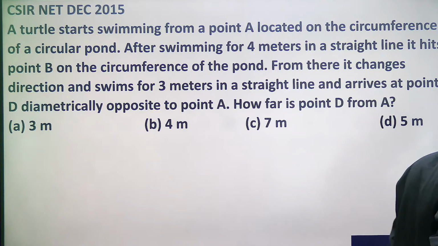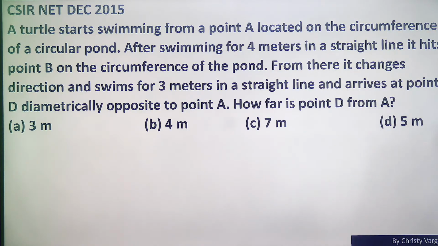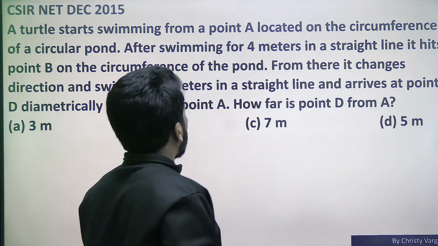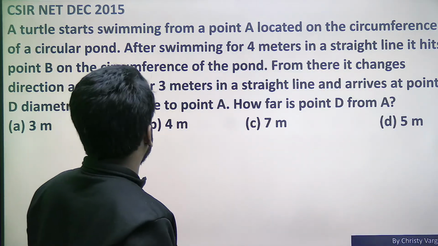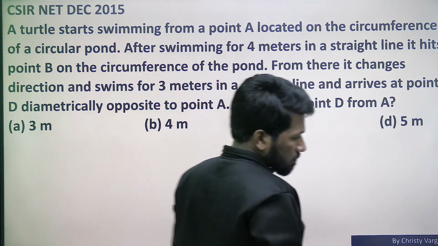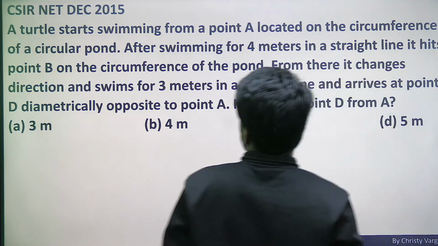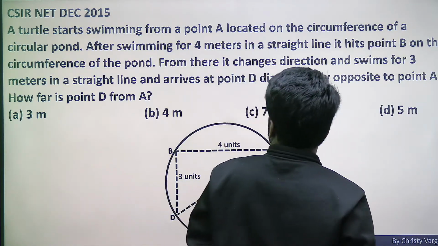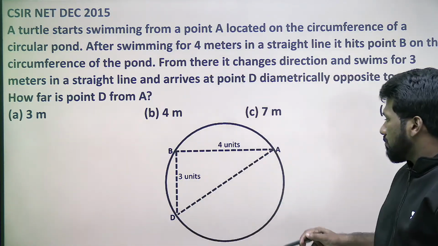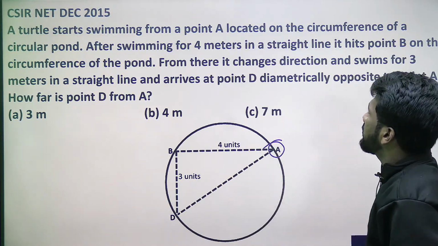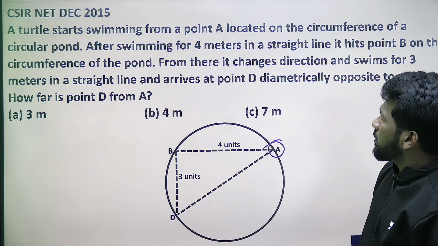Okay. D option, many of you got. Let's see whether it is correct. A turtle starts swimming from a point A located on the circumference of a circular pond. So here also you should roughly draw the picture to get clarity. Like the turtle starts from a point A. You can take point A anywhere, no problem at all. So A is located on the circumference of the circular pond.